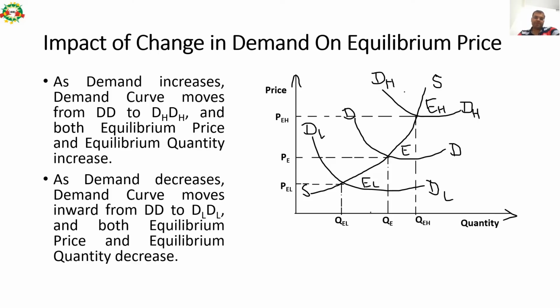Likewise, as demand decreases, the demand curve moves inward from DD to DL. As demand decreases, it will move downward. Accordingly, the equilibrium price will reduce from PE to PEL, and the equilibrium quantity will reduce from QE to QEL.